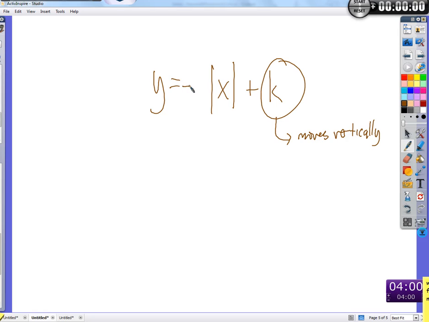Okay. We put a negative in front. What does a negative do? Mirrors it over the x-axis. Mirror over x-axis. Okay, and we can put a letter there to represent the number.